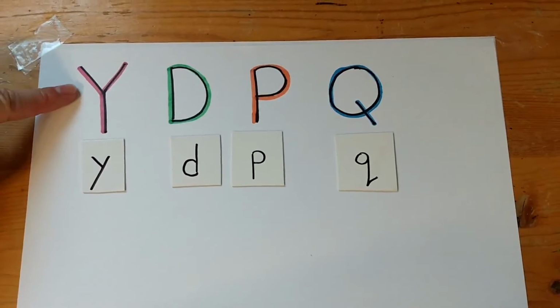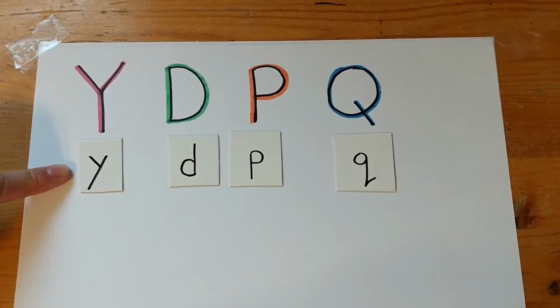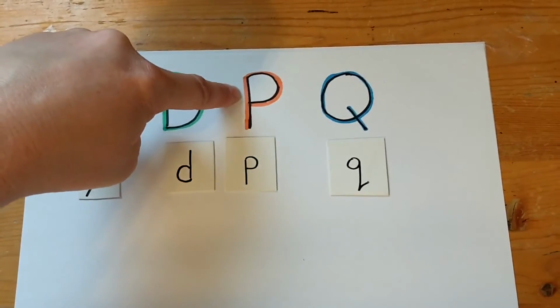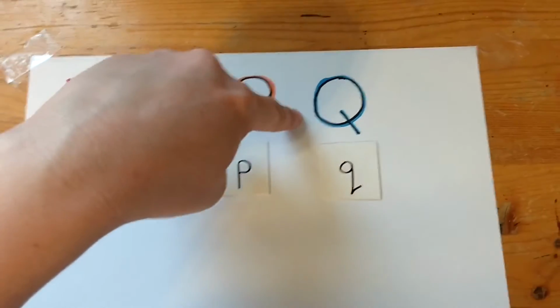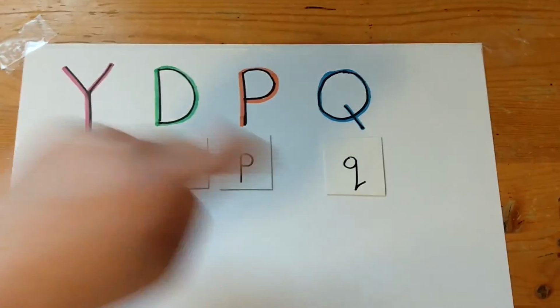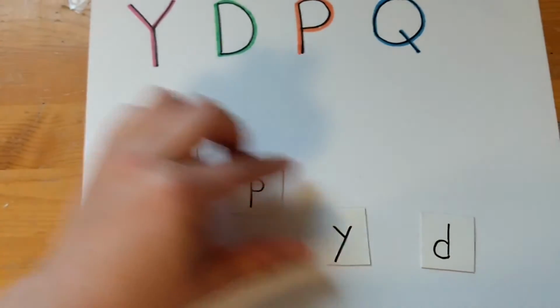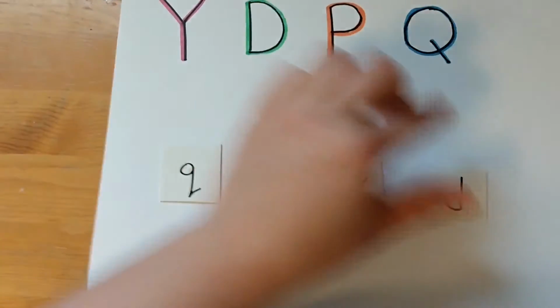So here I have an uppercase Y and a lowercase y, uppercase D, lowercase d, uppercase P, lowercase p, uppercase Q, lowercase q. So there we go. Now I'm going to just move this away. You can see my tummy while I mix these around. There we have it. Okay, now let's start to match these together.